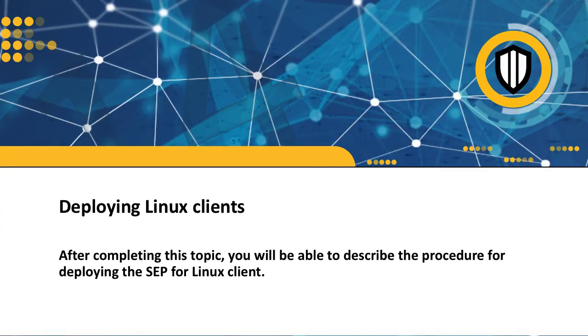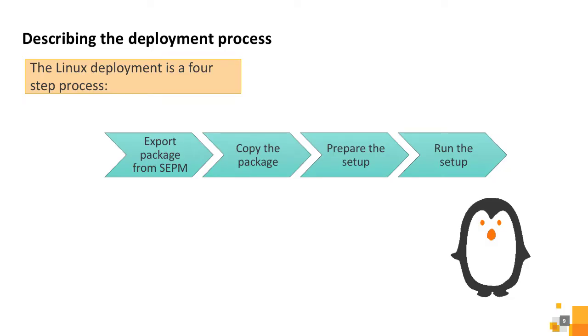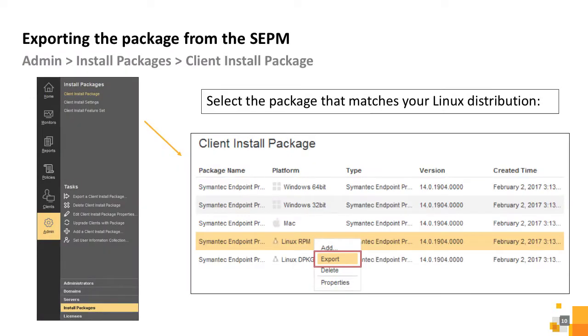This is the Deploying Linux Clients topic. The deployment process for SEP for Linux is a 4-step procedure. The steps are covered in detail in the following slides. Linux distributions are based on their package management systems. RPM is for Red Hat, CentOS, Fedora, and more. DPKG is for Debian-based distributions such as Ubuntu.